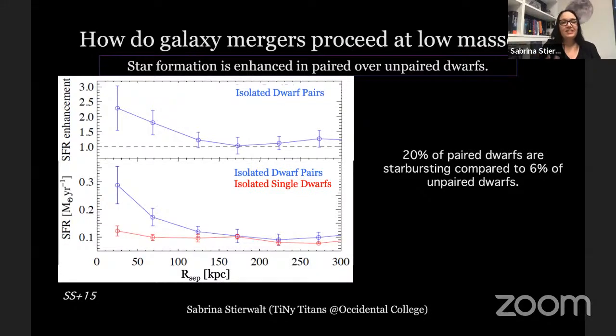And interestingly, the star formation rate enhancement is similar, if not a bit higher than what we see for massive galaxy mergers. So not only is star formation enhanced in dwarf mergers, it may be even more so than in massive galaxy mergers. I also have a statistic here on the right. 20% of paired dwarfs are starbursting compared to 6% of unpaired dwarfs. So not only is the star formation rate enhanced, it is very much increased to be classified as an official starburst.